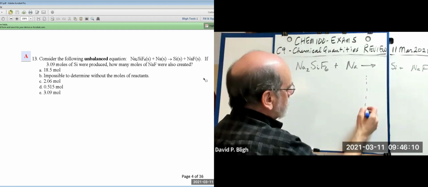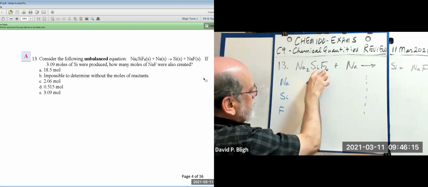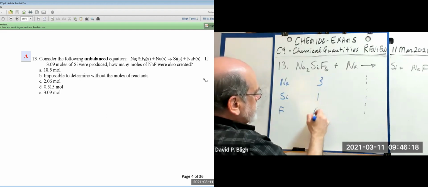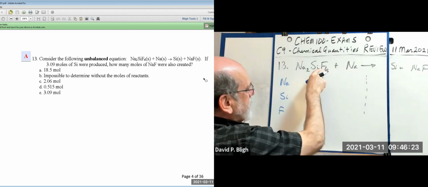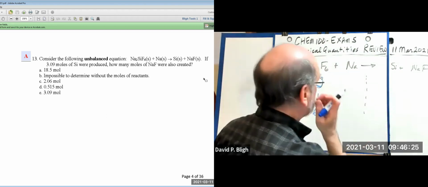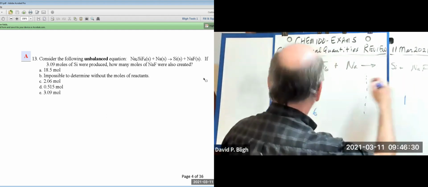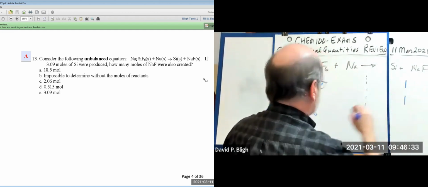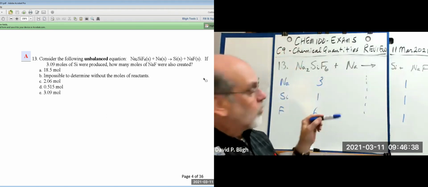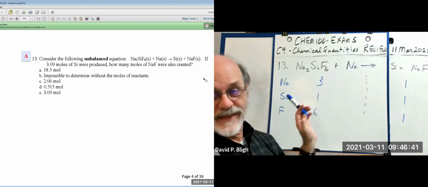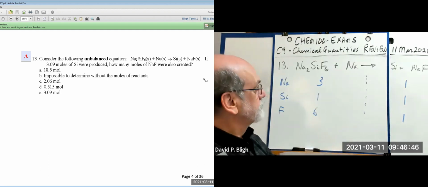All right. So we have 3 sodium here. We have 1 silicon, and we have 6 fluorines. So that's 6, 7, 8, 9, 10. Then on the other side, we have 1 silicon, 1 sodium, and 1 fluorine. Okay, so we're going to hold off on the elements till the end, right? Unless for some reason we need to use them right now.